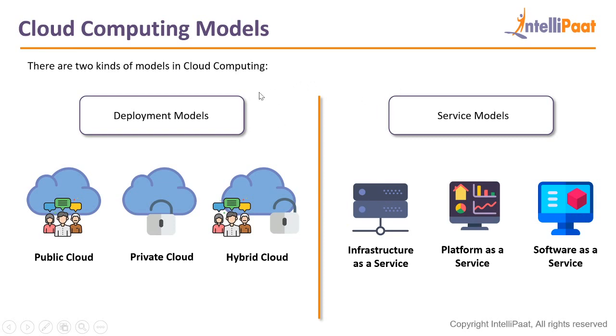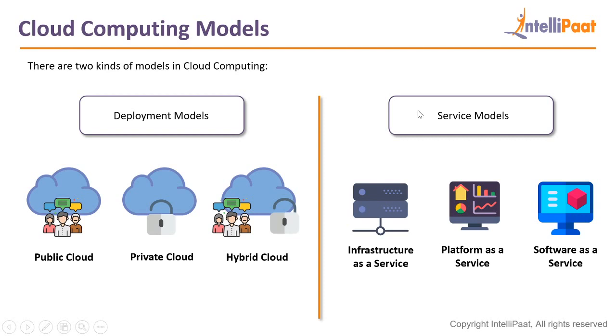Deployment models basically mean what kind of deployments can you do on cloud? You can do a public deployment, you can do a private deployment, or you can even do a hybrid deployment. We'll talk more about these as we move along, but these are the three kinds of deployments that you can do on cloud. What are deployments? Deployments are nothing but how you want to publish your application. You can publish it on the public cloud, on the private cloud, or in a hybrid cloud.